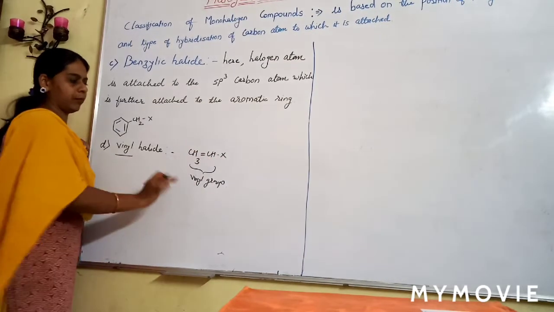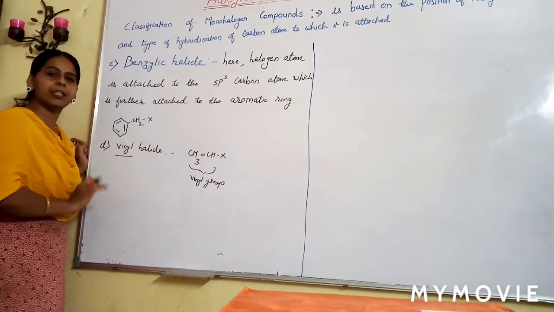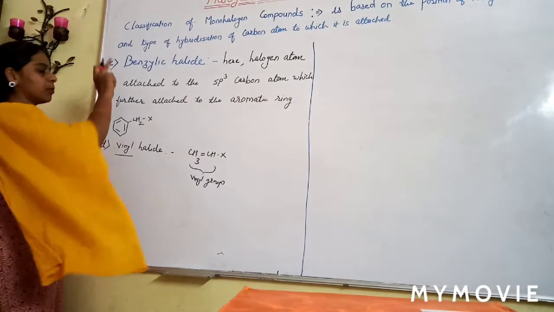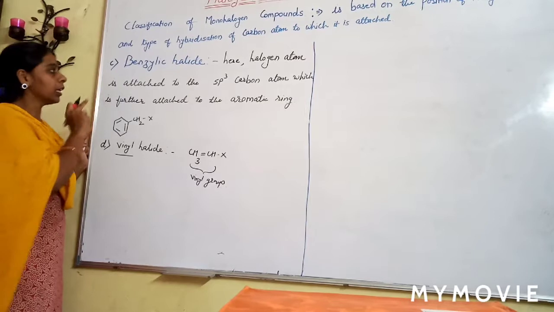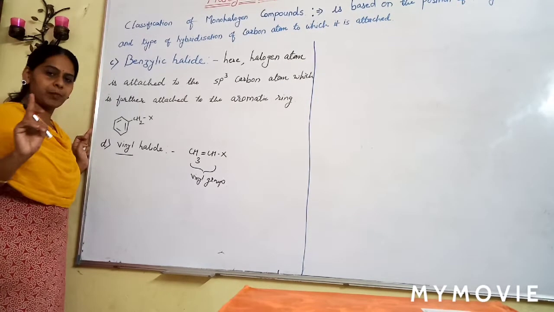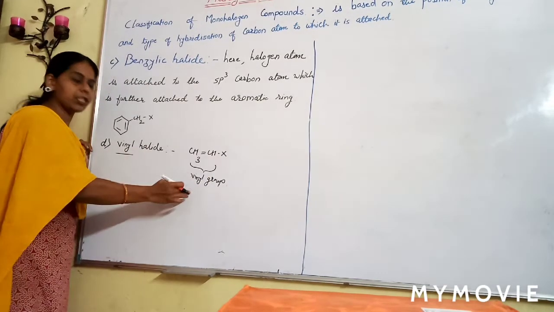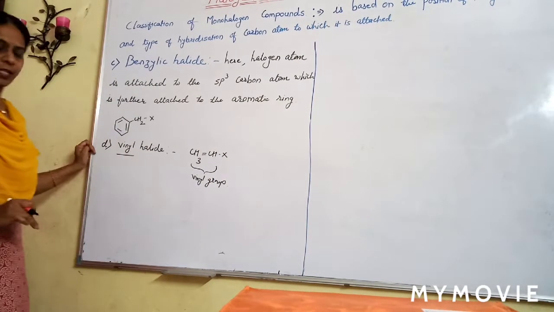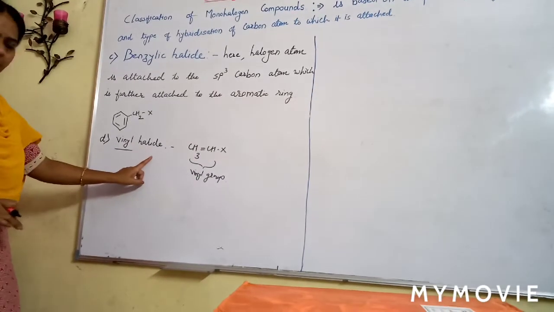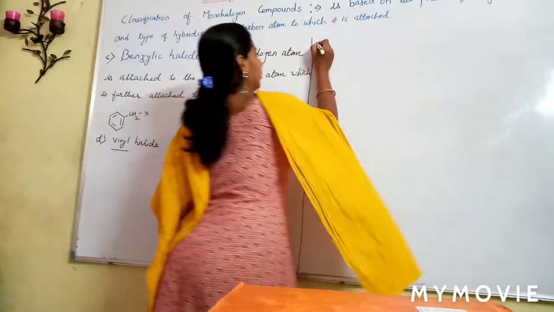And the halogen atom is attached to the vinyl group. Here you can see this carbon atom where the halogen is attached undergoes sp2 type of hybridization. In the rest of the other three structures we saw previously, these carbon atoms undergo sp3 type of hybridization. But in vinyl halide, the halogen atom is attached to that carbon atom which undergoes sp2 type of hybridization, and hence it is a vinyl halide.